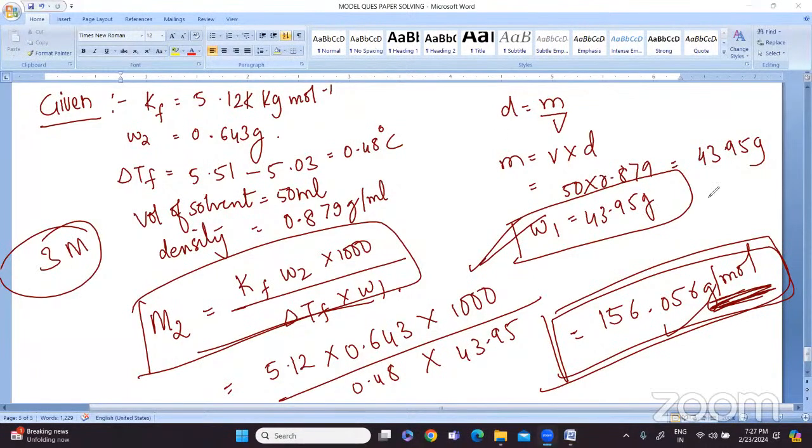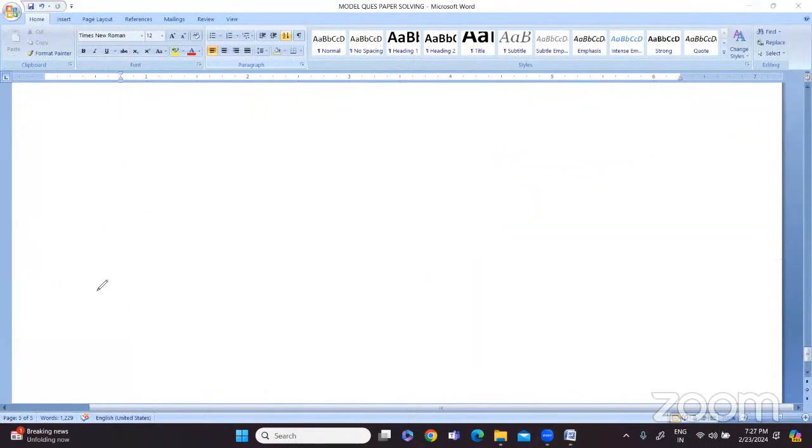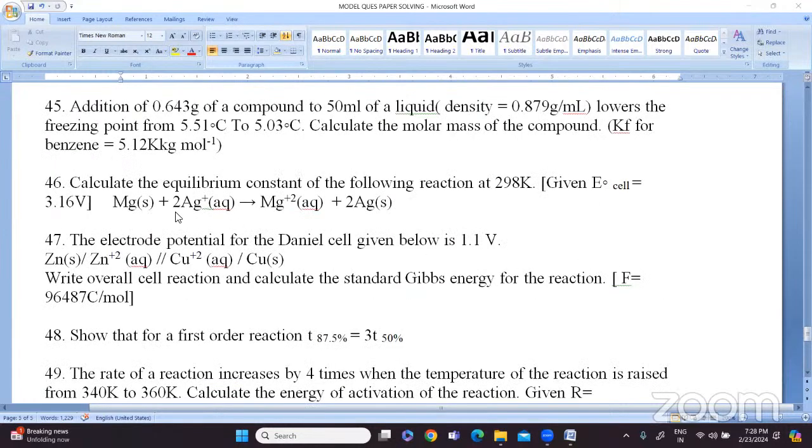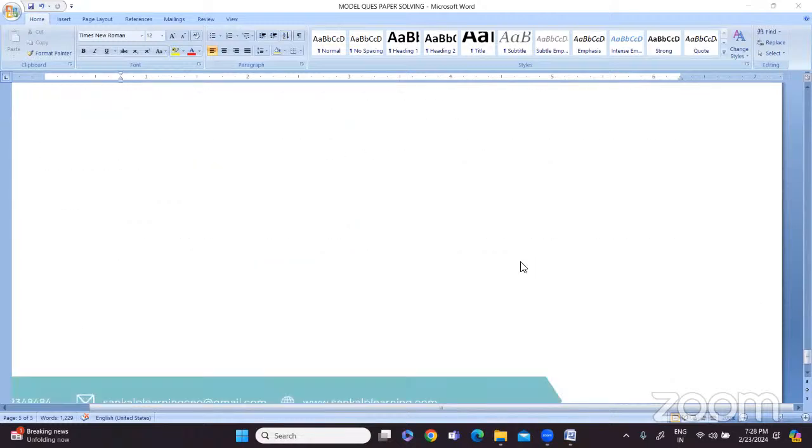Okay, fine. So moving forward, next question. This was a question also from the solution chapter. Next question: calculate the equilibrium constant for the following reaction. So just see the question. Calculate the equilibrium constant of the following reaction at 298 Kelvin. Given E naught of the cell is 3.16, and this is the cell. So this is a cell reaction. We have the formula. We have to find the equilibrium constant.